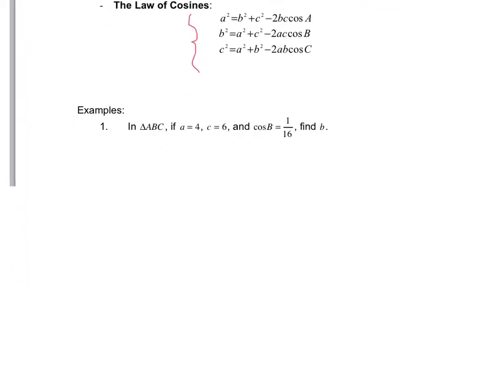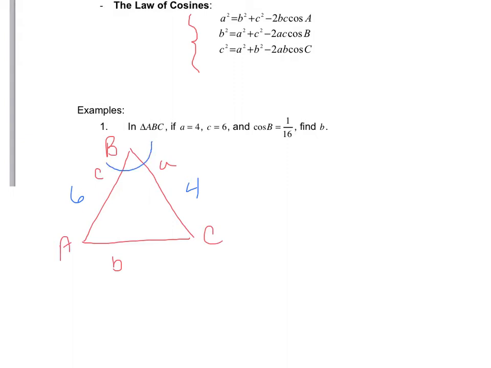Let's take a look at number 1. In triangle ABC, when we're doing this unit, you'll find that the best thing to do is to actually draw your triangles. So we're going to draw a triangle and label it ABC. We don't know what kind of triangle it is, so we're just going to draw any kind of triangle. Across from angle A is side little a, from B is side little b, and from C is side little c. It says if a is 4, and little c is 6, and the cosine of angle B is 1/16, find b.